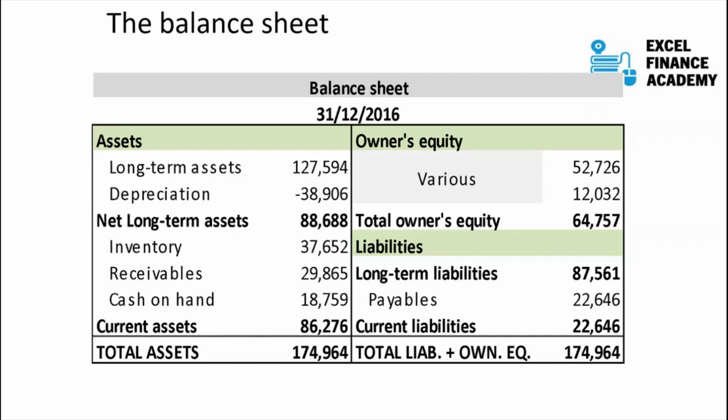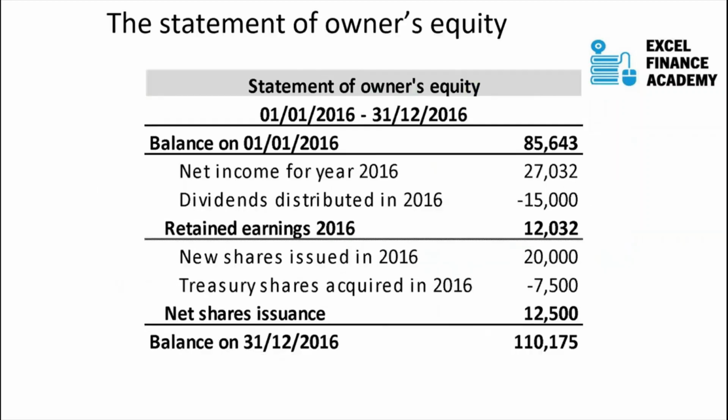Okay, liabilities work the same way. Long-term means whatever you need to pay after 1 year, and current liability means whatever you need to pay within a year. Owner's equity means the money you bring in and whatever profit you have been earning during the life of your business. So the statement of owner's equity shows you the reconciliation. What was your equity at the beginning of the year? How much money you earned? How much money you paid in dividends, and what is the balance?